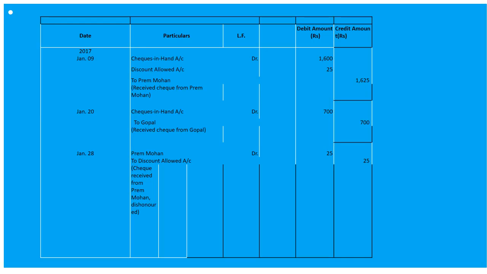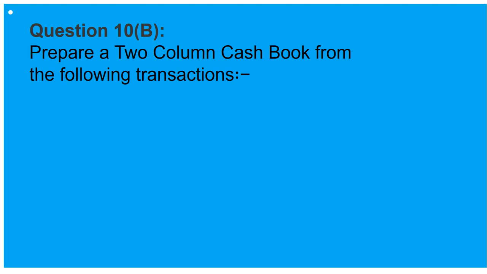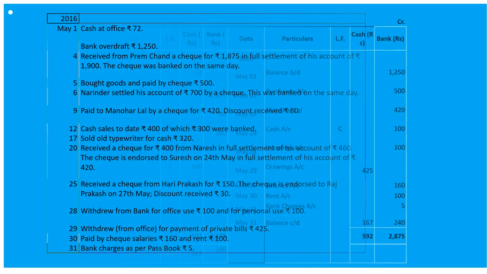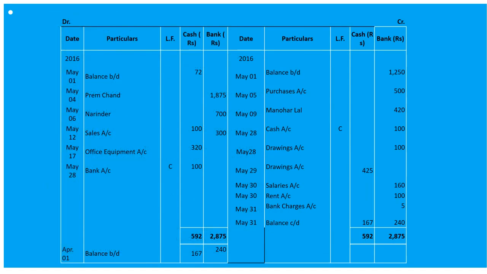Now question number 10th B. Prepare a two-column cash book from the following transactions. Read the question carefully. See beta, cash at office means cash in hand. So to balance b/d 72 rupees. By balance b/d, bank overdraft 1250 will be under the bank column.